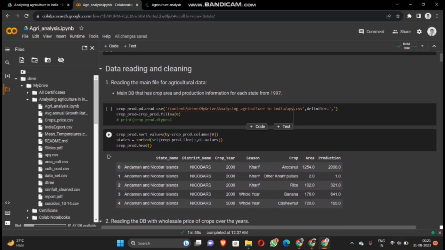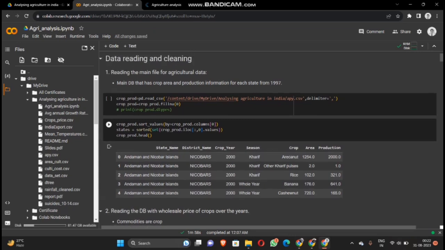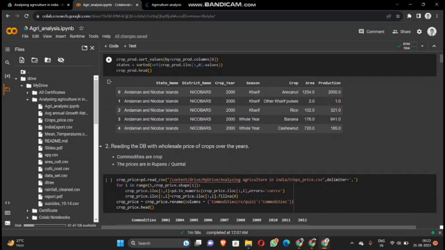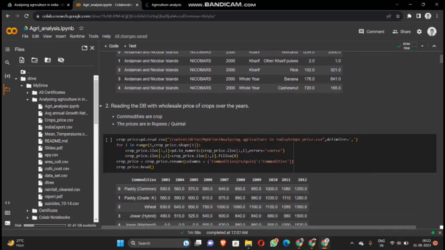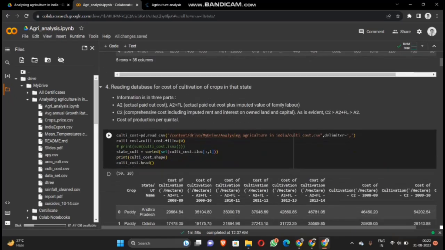So our first step is data reading and cleaning. I have used different data sets to find the yield of the crops which are better to grow. These data sets are mostly from 2000 to 2014. Here I am reading and cleaning the data, like if there are any missing values or any errors in the data sets, they will get easily cleared.